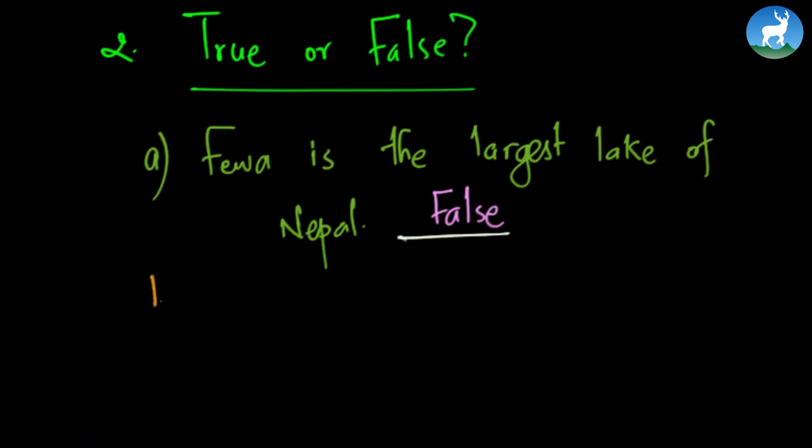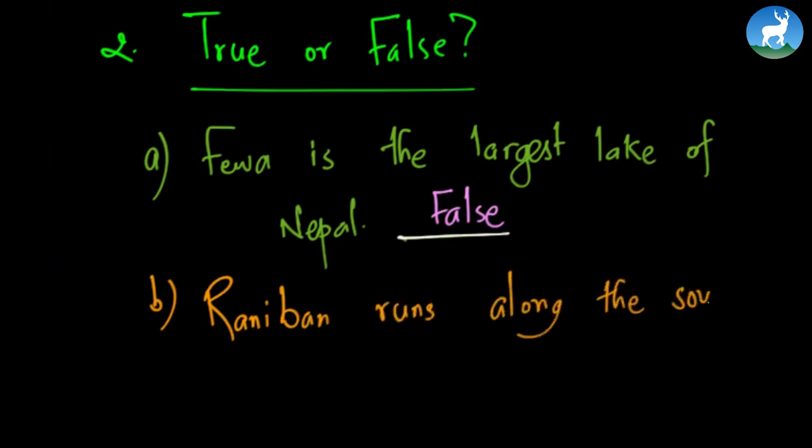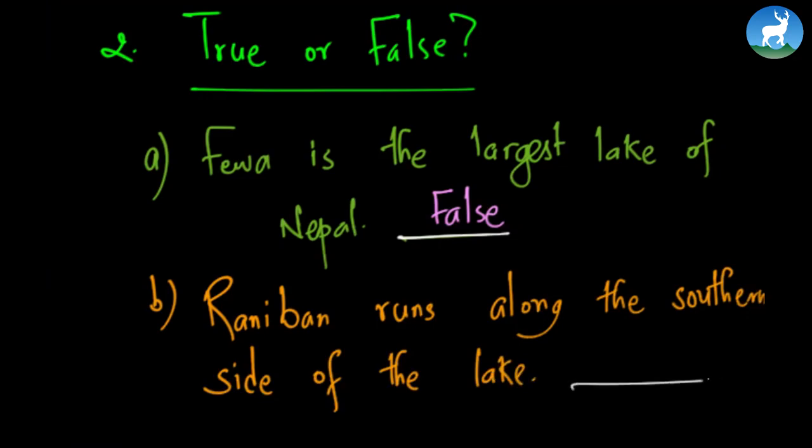Okay, coming to statement number B, Raniban runs along the southern side of the lake. Now my question is, does it run along the southern side of the lake? For that we've got to go and read the second and third paragraph. Of course it does, so indeed that's a true statement.